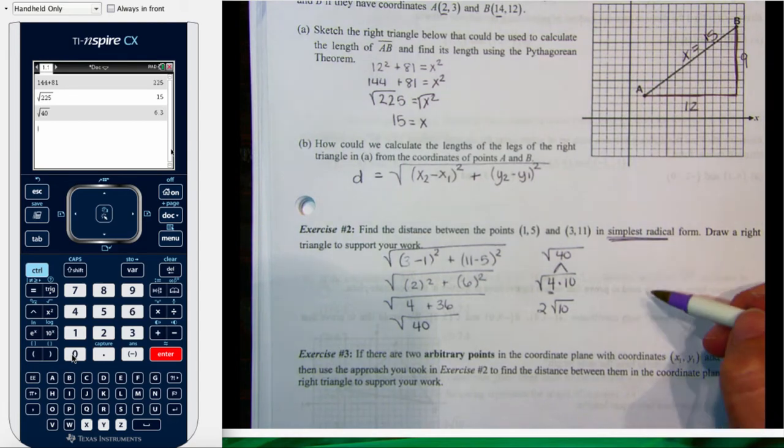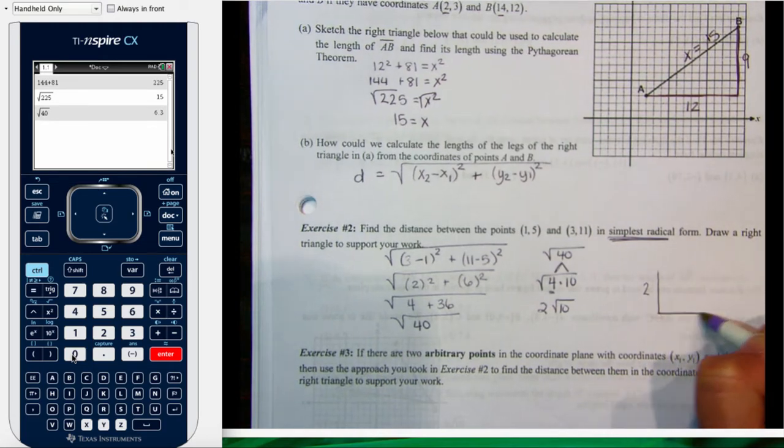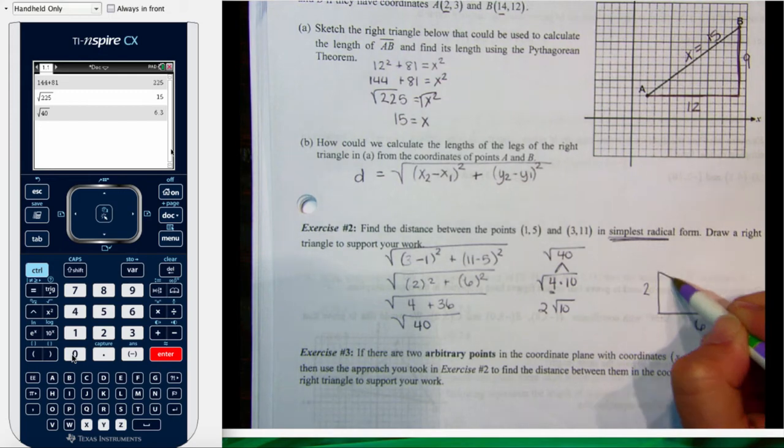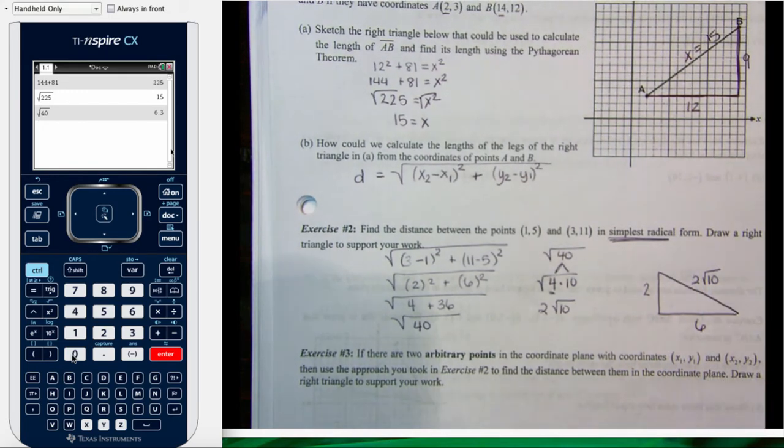So then to draw it, what we really have here is a leg that is 2 units long, another leg that's 6 units long, and then we have our hypotenuse whose length is 2 times the square root of 10.